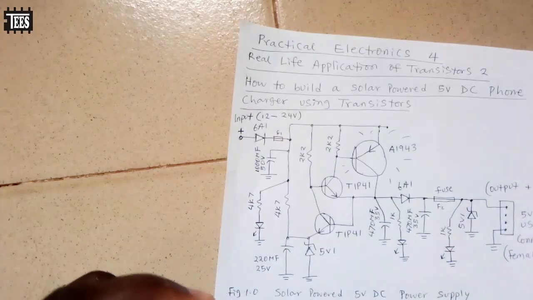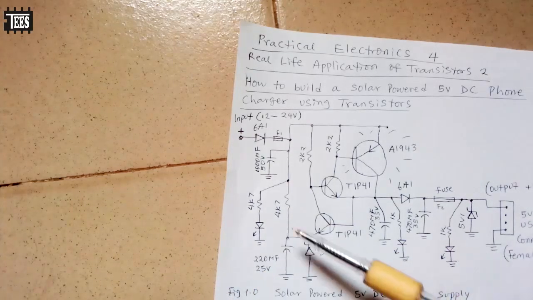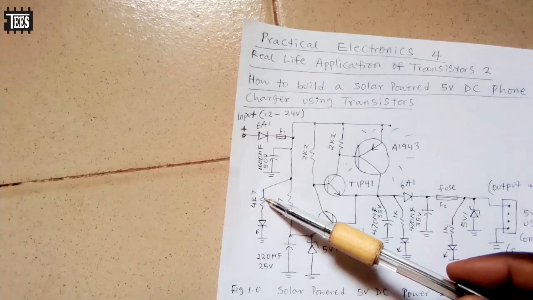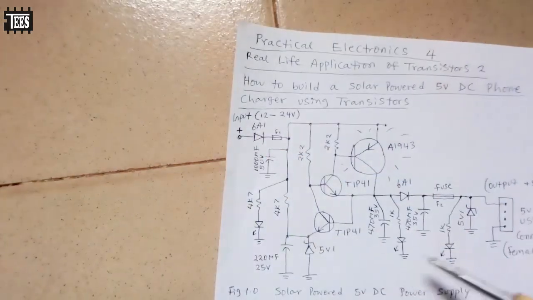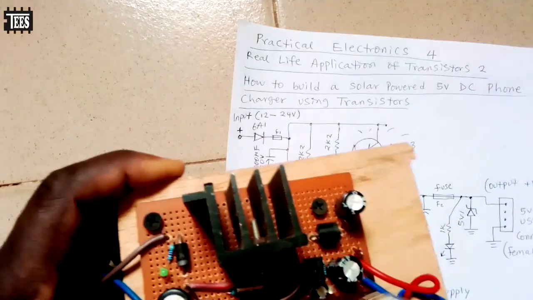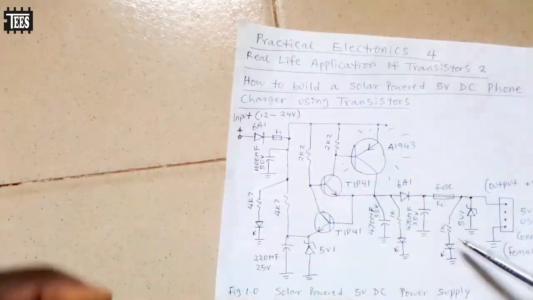Then we also have which other? Okay, we also have another diode. Resistors here, look at it there. Then we also have other ones here. Look at them here and look at them here. So you can see them.